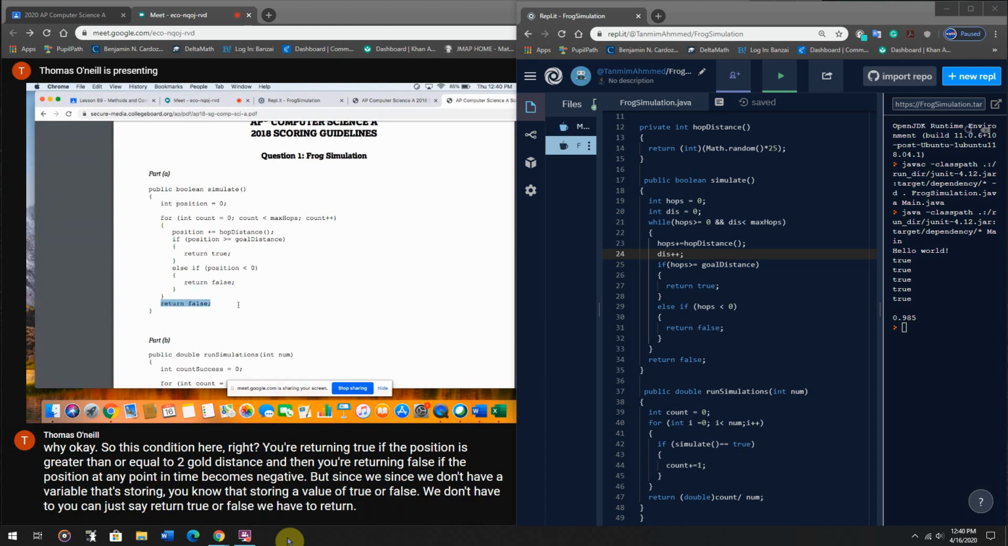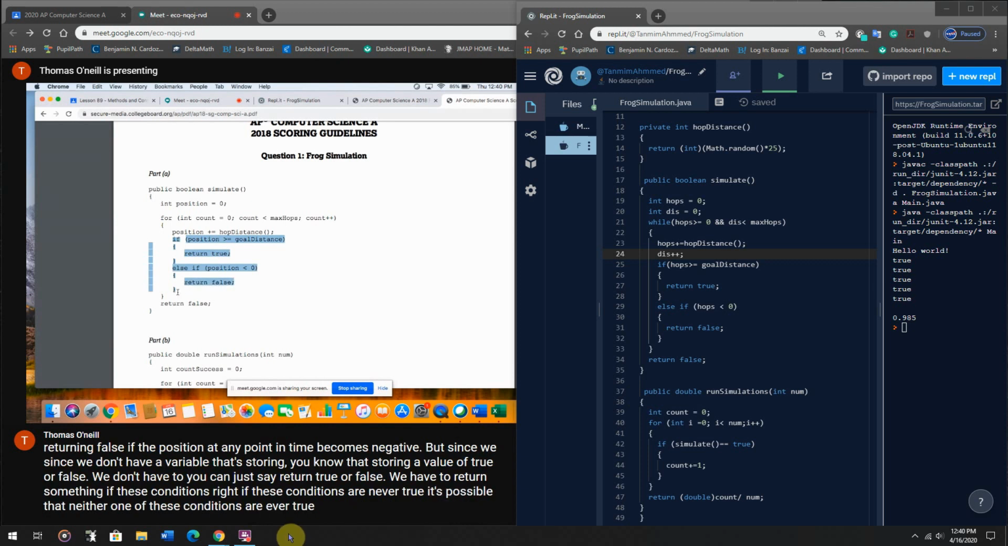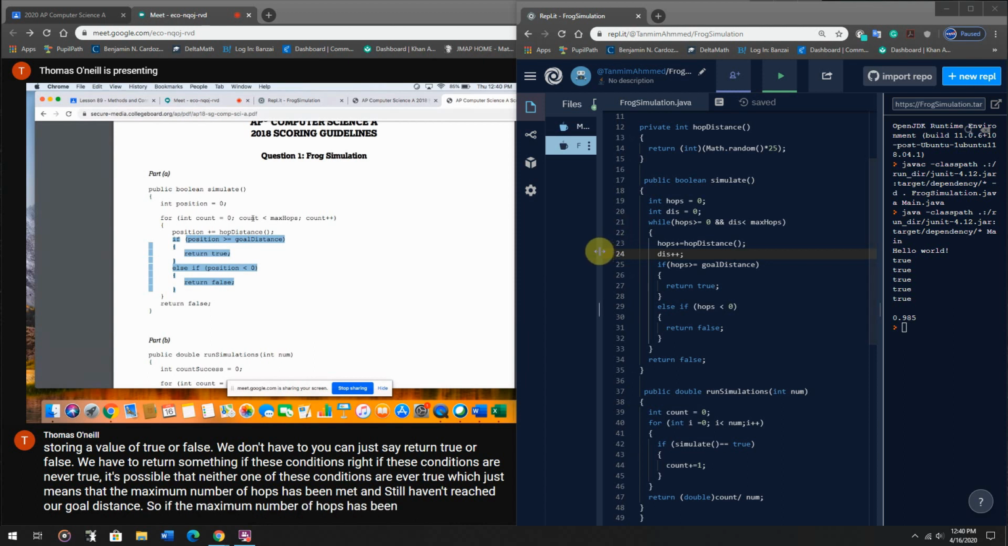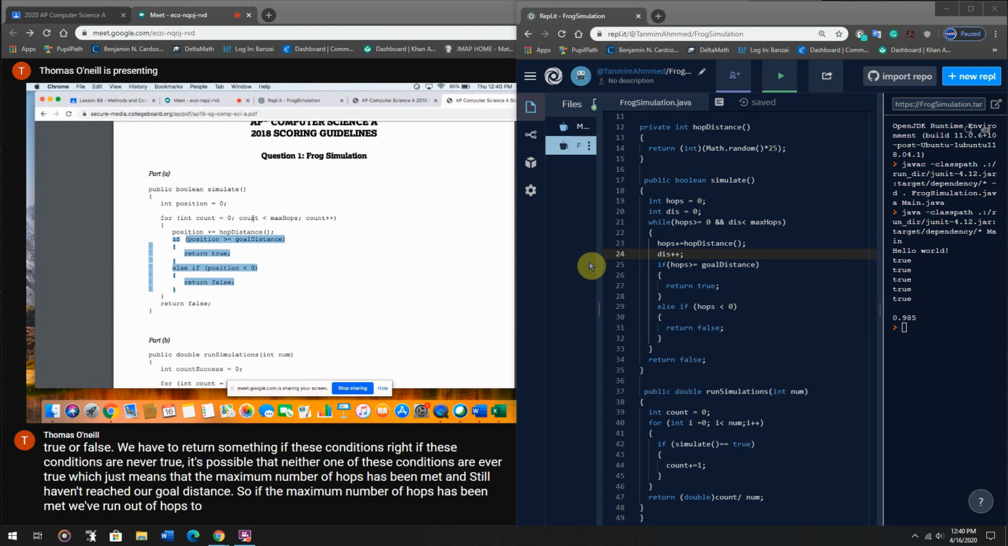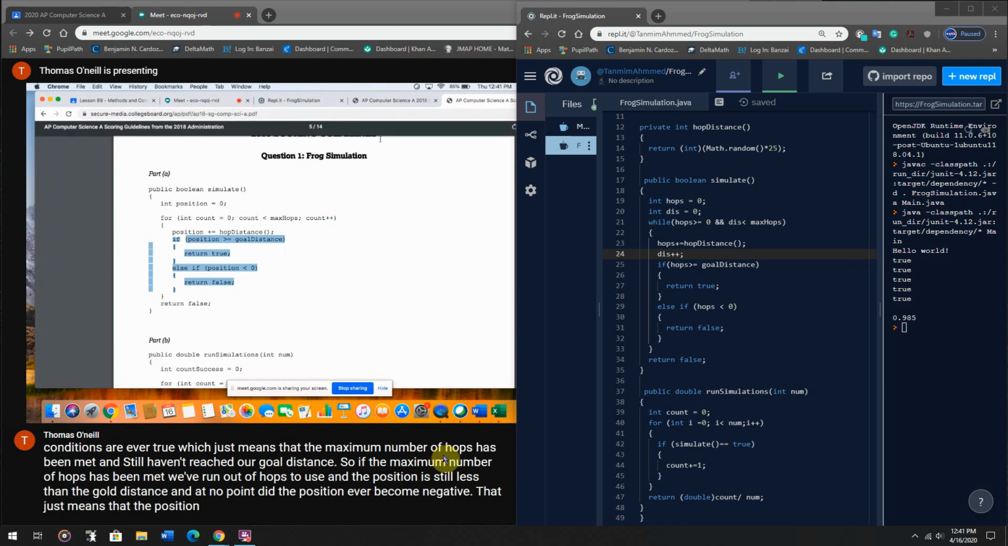We have to return something if these conditions, right, if these conditions are never true. It's possible that neither one of these conditions are ever true, which just means that the maximum number of hops has been met and we still haven't reached our goal distance. So if the maximum number of hops has been met, we've run out of hops to use, and the position is still less than the goal distance, and at no point did the position ever become negative, that just means that the position didn't meet the goal distance given the maximum number of hops.